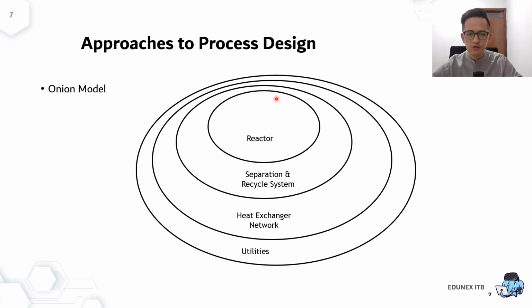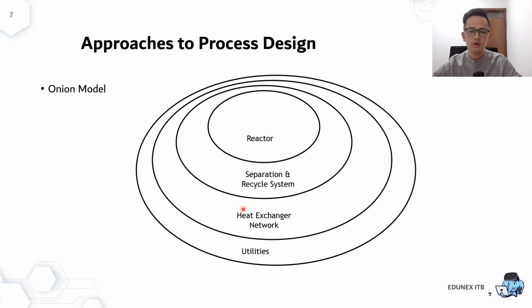After you finish your reactor design, then you have to start thinking about how you would separate your product from the feed. How would you separate your main product from your byproduct? And then if there is some unreacted feed, how would you separate it and then recycle it back to the main reactor? And then after you finish your separation, you already get your final product in the required specs, in your required purity.